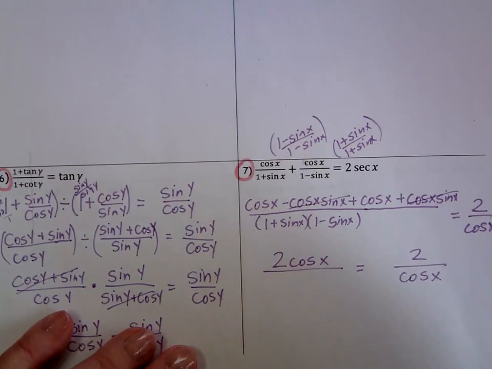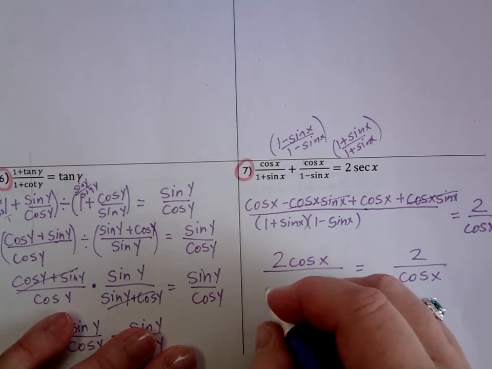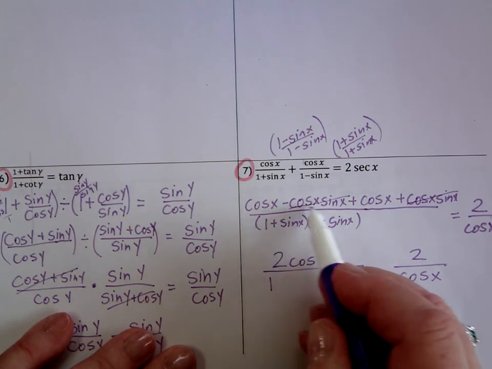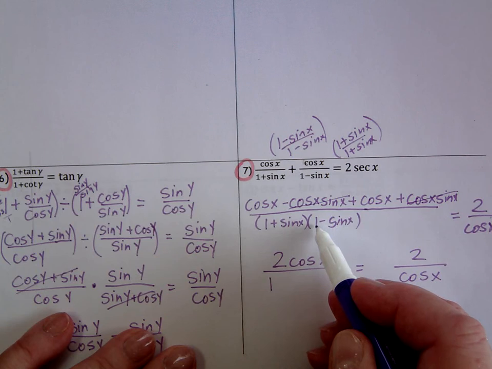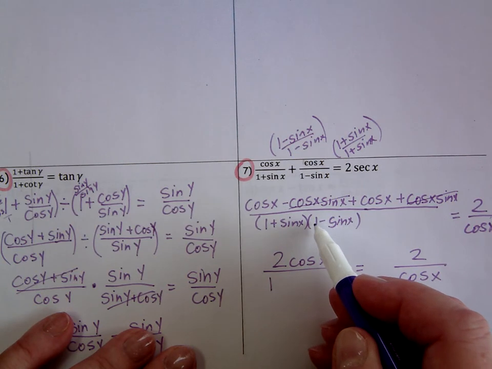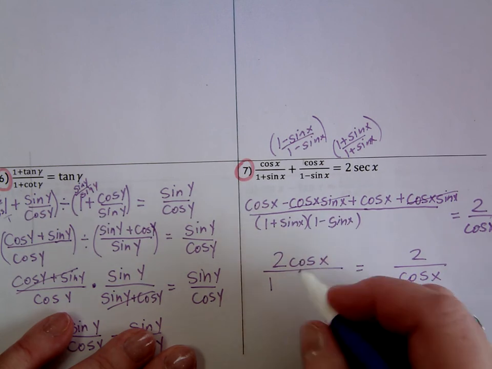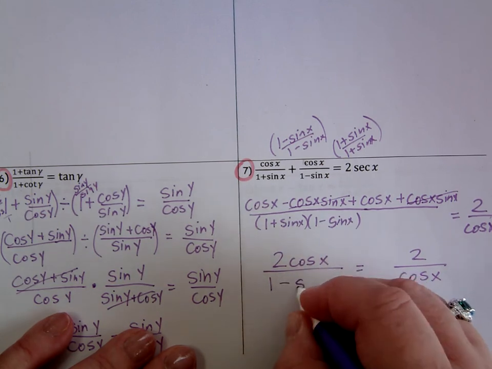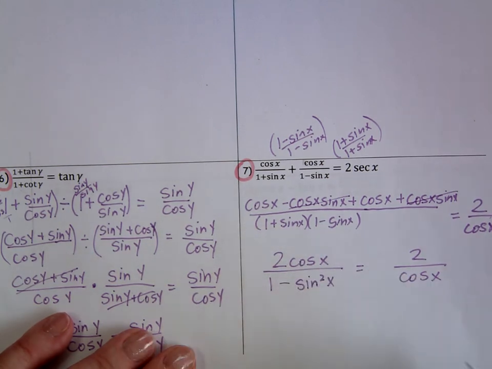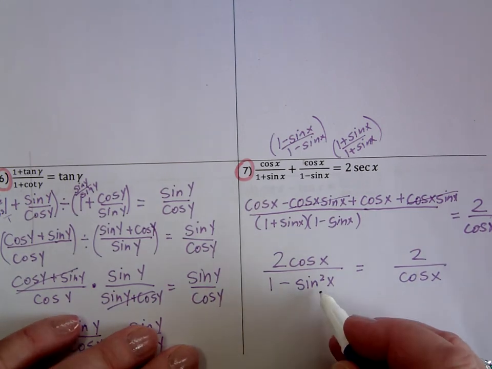So let's see how that works for number 7. 1 times 1 is 1. I have a minus sine. I have a plus sine. They're going to cancel each other out. You can write it and cancel them, or just remember that that happens. And a positive times a negative is a negative, so it's a negative sine squared x. Well, I'm not quite there yet, right? I still have something else I need to do. So I go to my Pythagorean identities and I realize that 1 minus the sine squared is actually cosine squared.